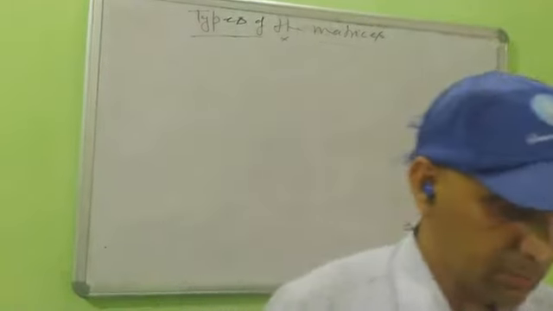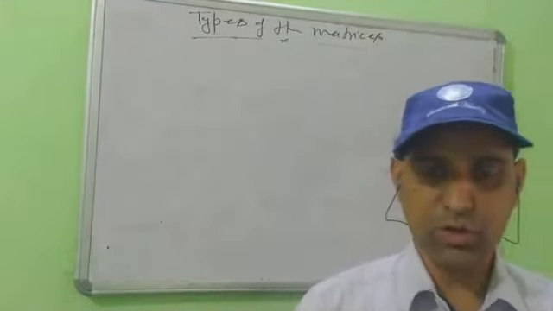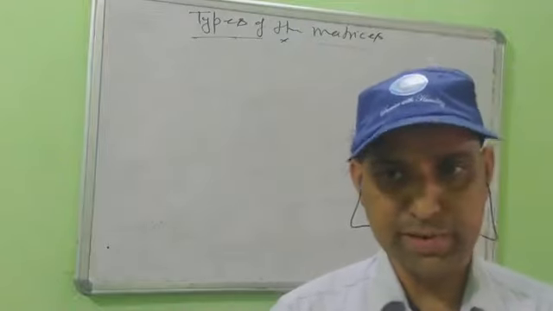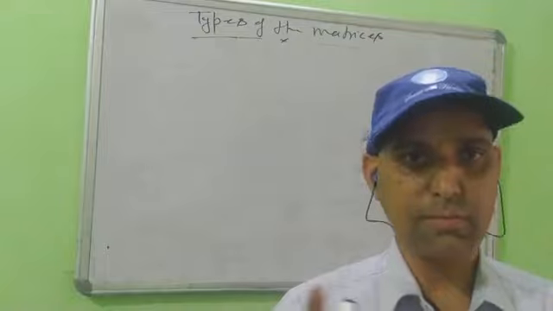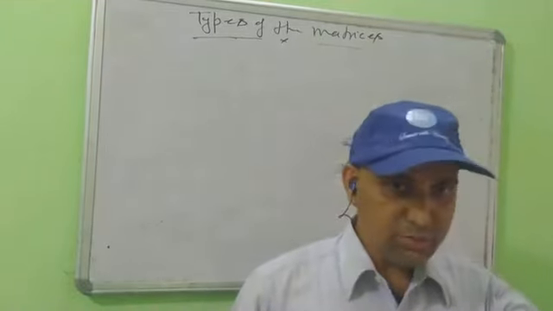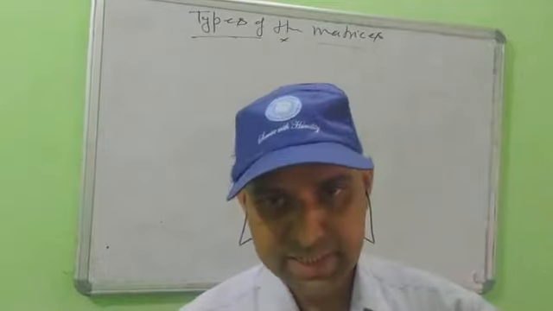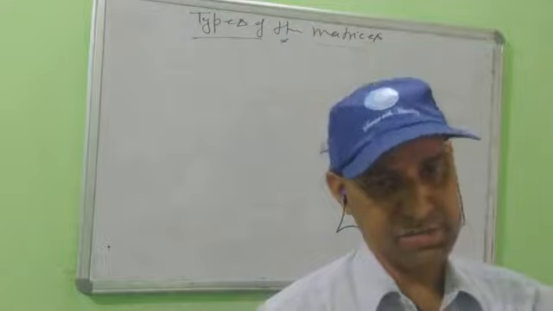Yes class, next point: diagonal matrix. The diagonal matrix is also a square matrix. All diagonal matrices are square matrices. A square matrix means the number of rows and the number of columns are the same. The types of square matrix are, first, diagonal matrix, second, scalar matrix, and third, identity matrix.